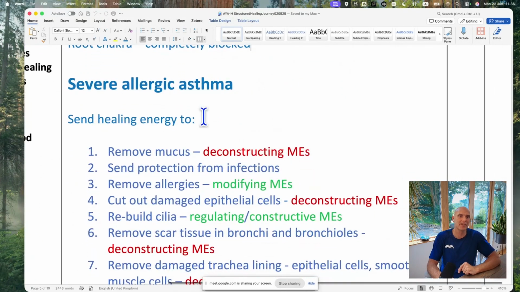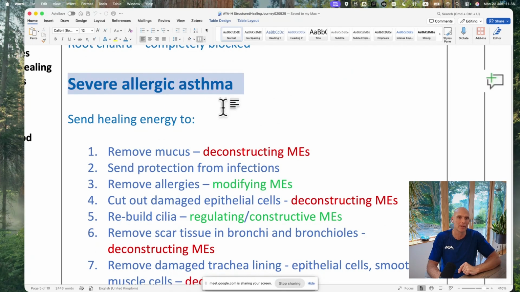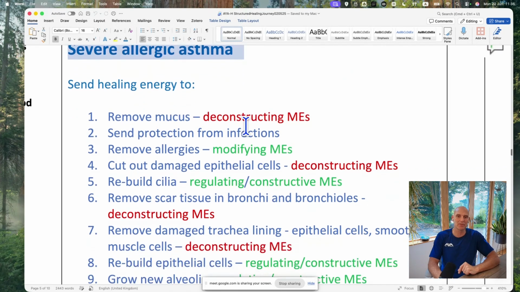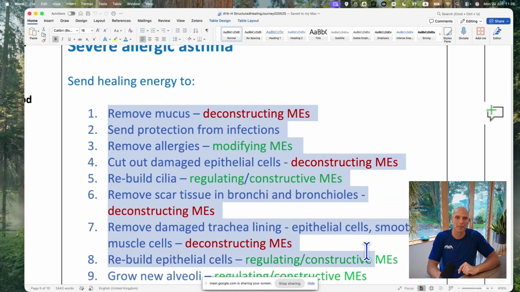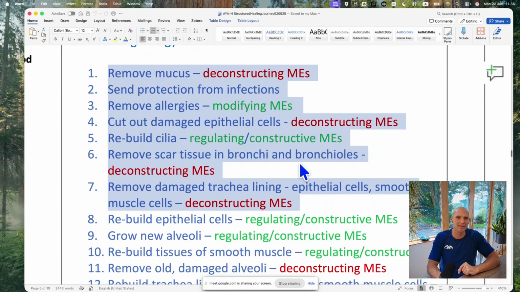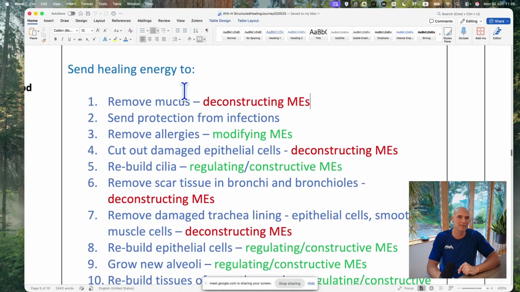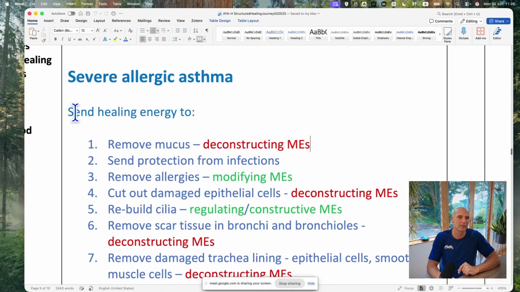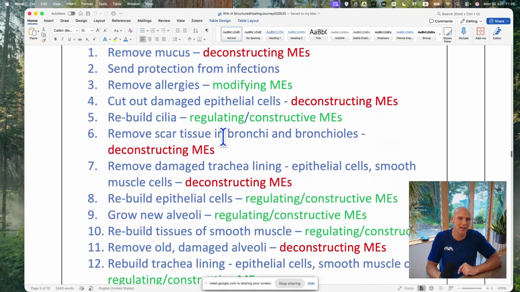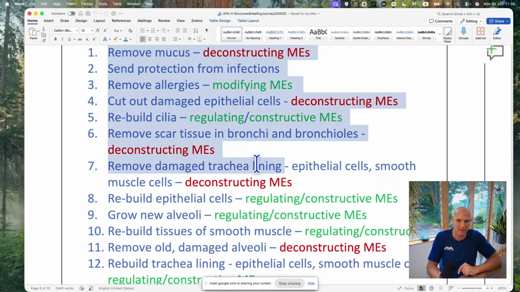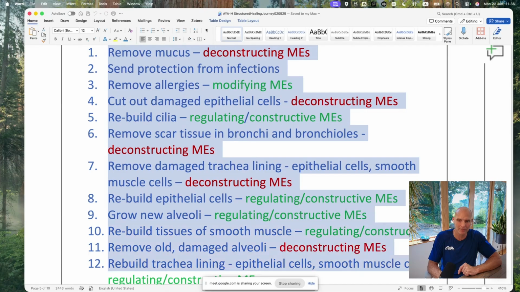Right, next, severe allergic asthma. Now, this is the easy bit, to be honest with you, because this is a copy and paste job. Because we did this in the last lesson, didn't we? And the asthma has been done before. So we've got a nice, easy energy healing procedure that we can copy and paste from another form. So this 12-step process we went through last week, you can copy and paste all that.